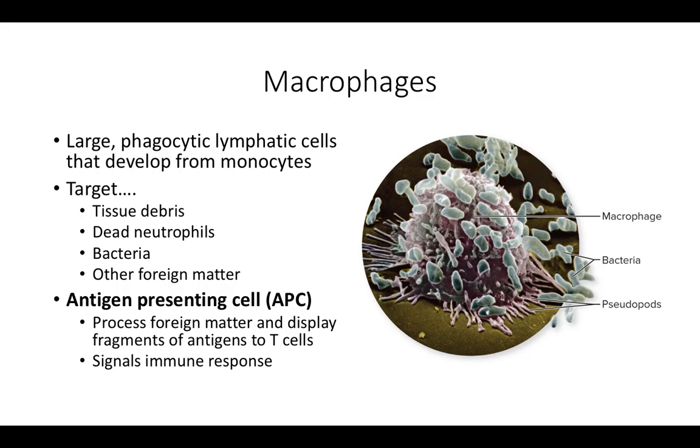So they're going to target things like tissue debris, dead neutrophils, which is another type of leukocyte that plays a big role in the immune system. They'll target bacteria and other types of foreign matter. Again, we just touched on antigen-presenting cells, but just a reminder, a macrophage is an example of an antigen-presenting cell in that it basically chops up this foreign matter and displays its fragments of antigens to the T cells so that the T cells can signal an immune response.